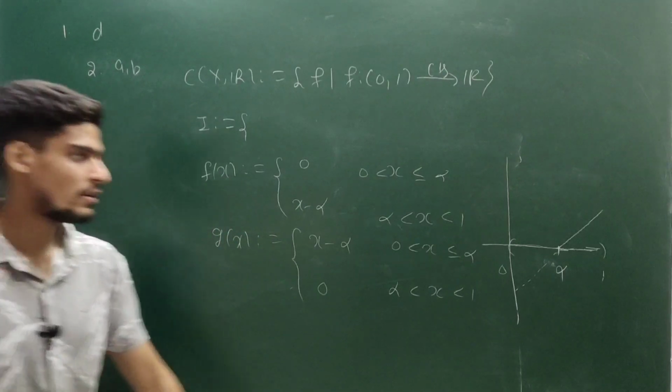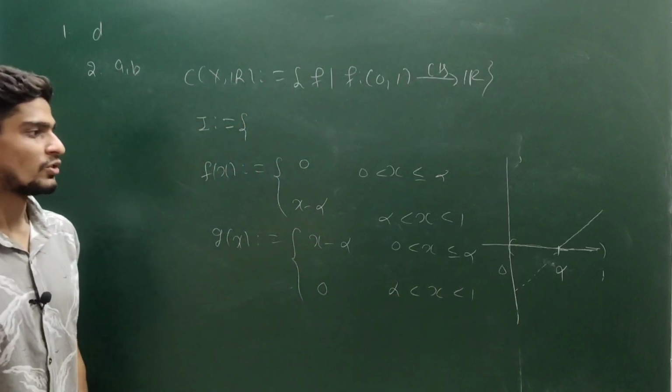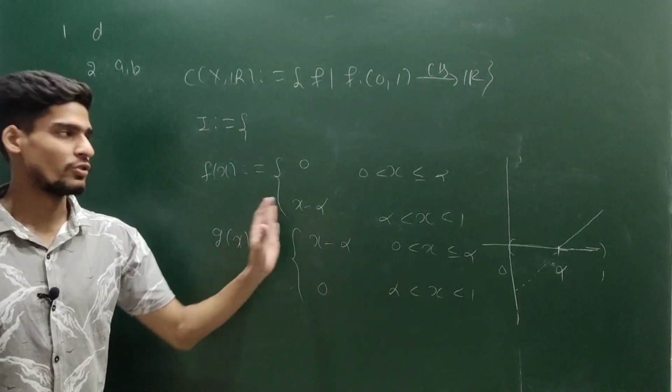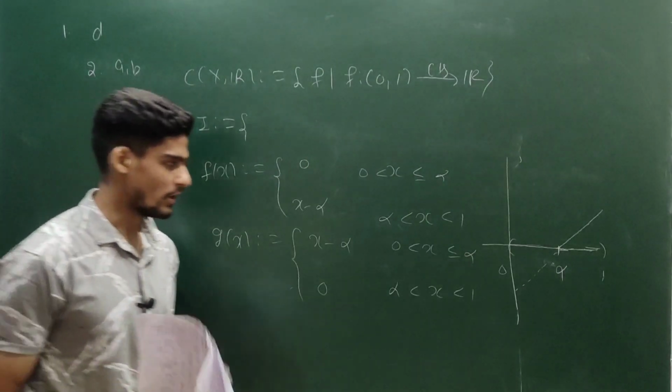And how many zero divisors? At least how many choices for alpha are possible? So there are uncountably many choices for alpha. So there exist at least uncountably many zero divisors. Now let us come to option C.